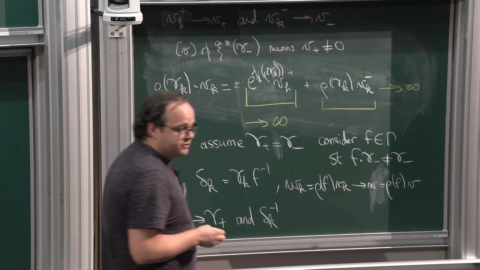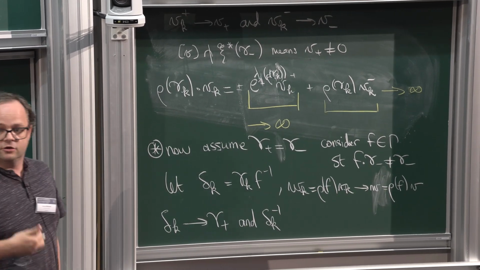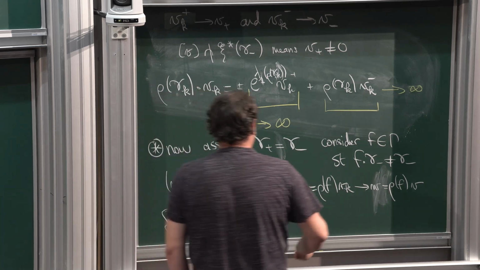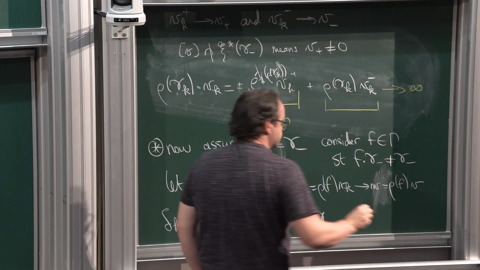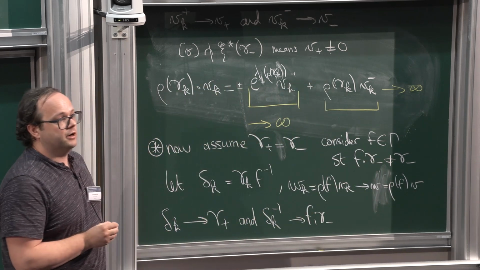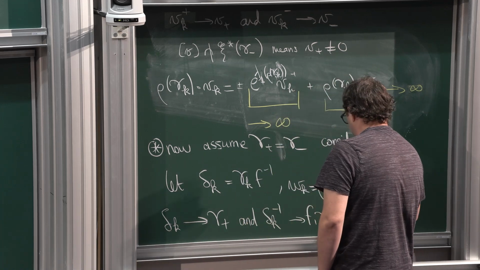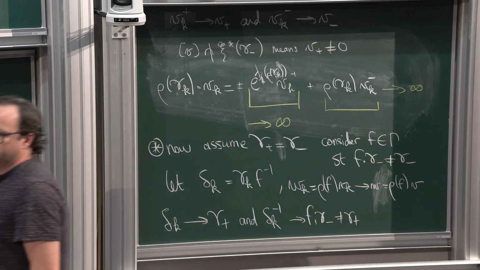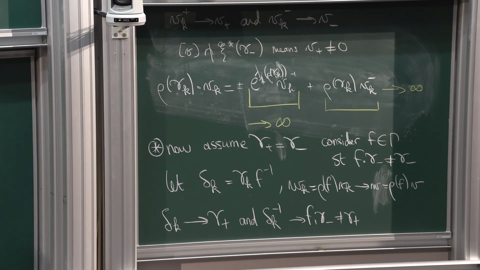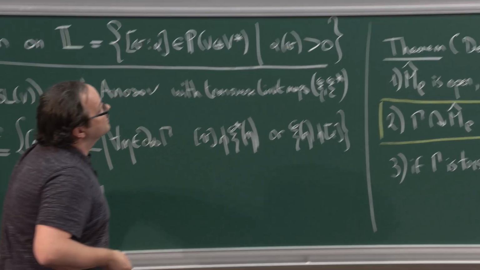And when you look at the inverse of delta k, well, this is f times gamma k inverse. And by the continuity of the action, this converges to f times gamma minus. And by assumption, this is distinct from gamma plus. All right, so we are in the situation where we can just apply the previous case.